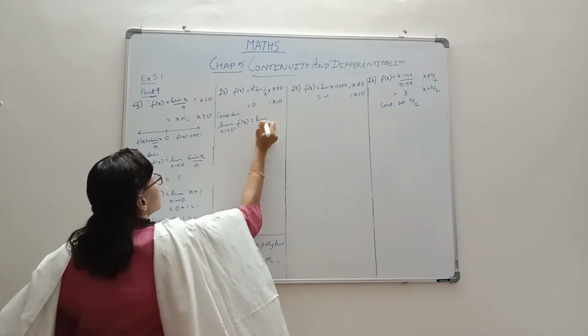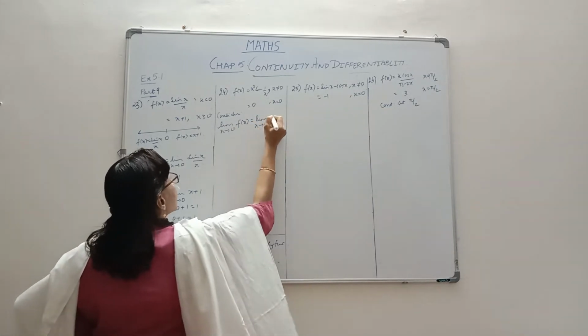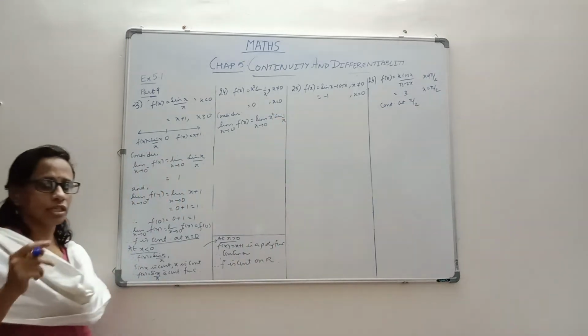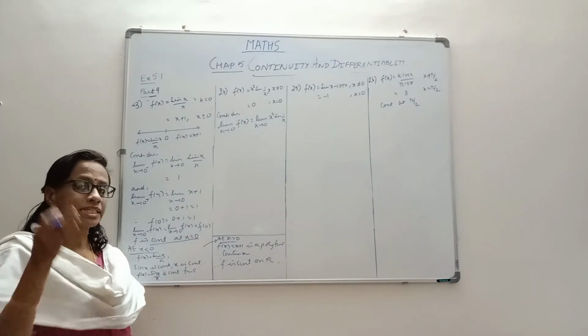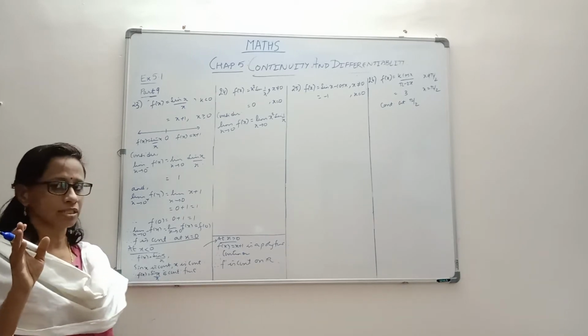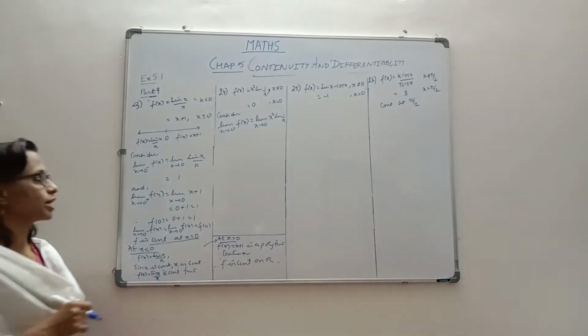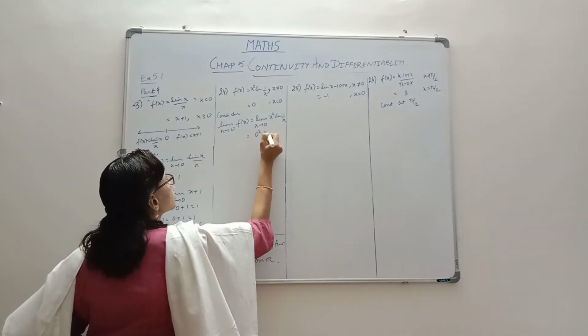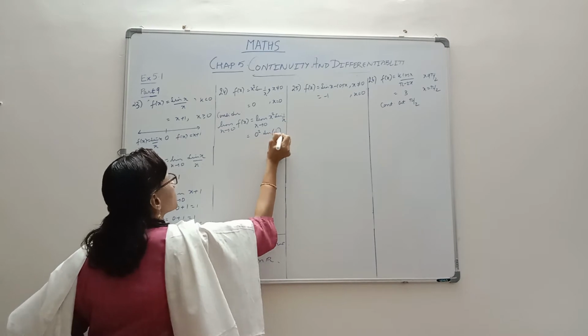What will come? Limit as x tends to 0 of x squared sine 1 by x. We have learned that x tending to 0 means x is close to 0, though x is not 0, but it can be substituted as 0. So let's have that substitution done. So what will happen? This will become 0 squared into sine 1 by 0.